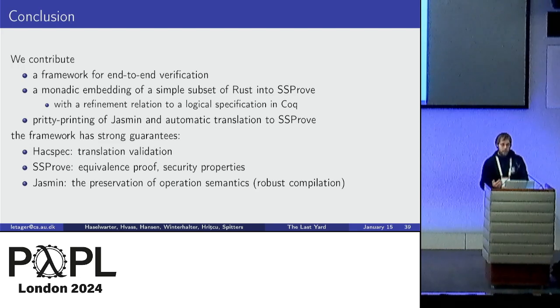For SS-proof, we do the equivalence proofs and security properties, showing that the implementation and the specification are equal, and we actually get the security guarantees we want. And for Jasmine, we've shown the preservation of operational semantics and robust compilation, which already exists from the pre-existing work on the Jasmine compiler. But we reuse it here to get robust compilation with this translation.